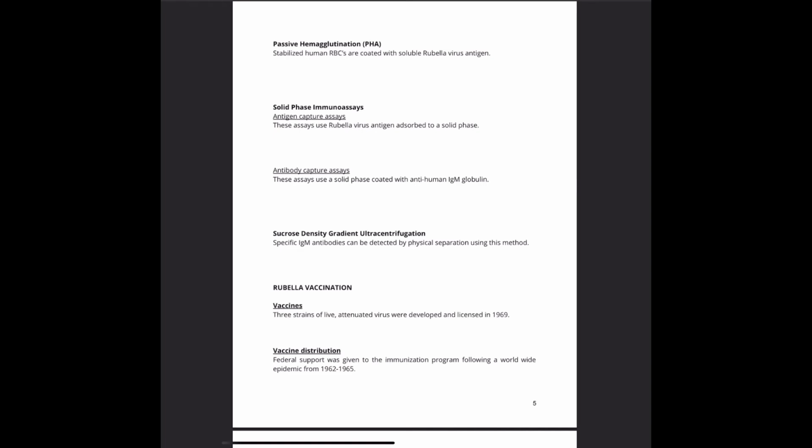We also have sucrose density gradient ultracentrifugation. Specific IgM antibodies to rubella can be detected by physical separation using this method. In this methodology, it is possible to separate IgG and IgM antibodies to test the pure antibody using hemagglutination inhibition or solid phase immunoassays.